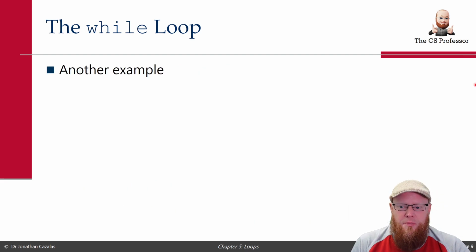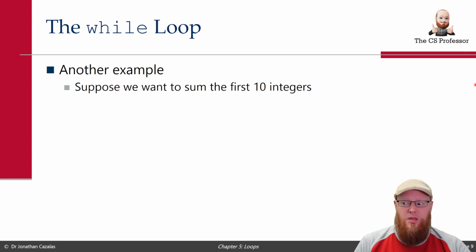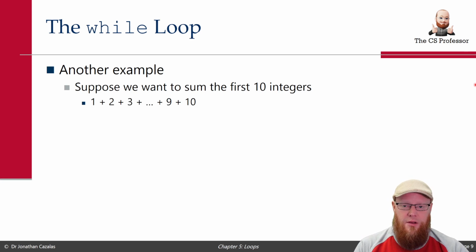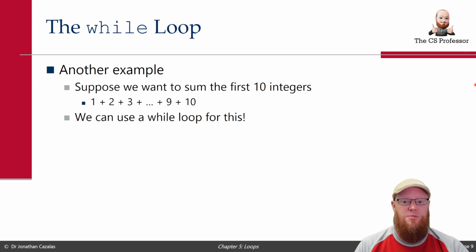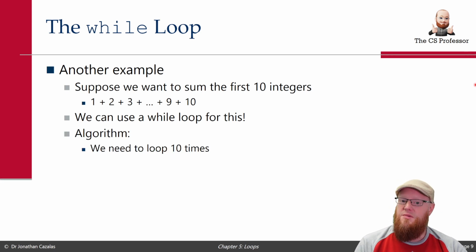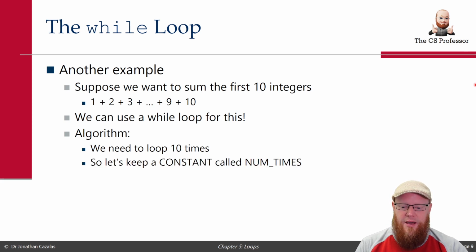So another example. What if we would like to sum the very first 10 integers from 1 up to 10? We want to add 1 plus 2 plus 3 plus 4 all the way through 8 plus 9 plus 10. We can use a while loop to do this. Our algorithm is simply as follows. We're going to loop 10 times, right? We're going to iterate 10 times.